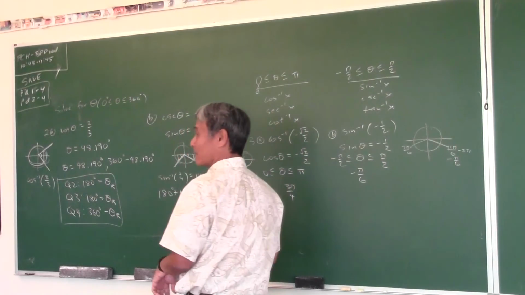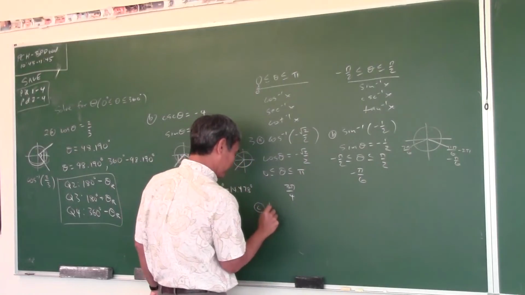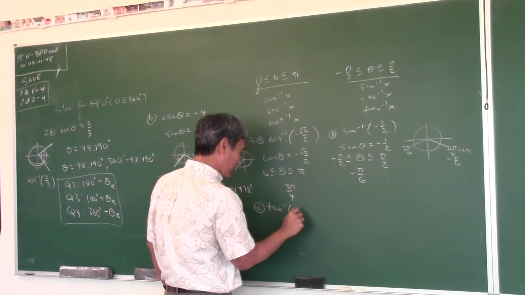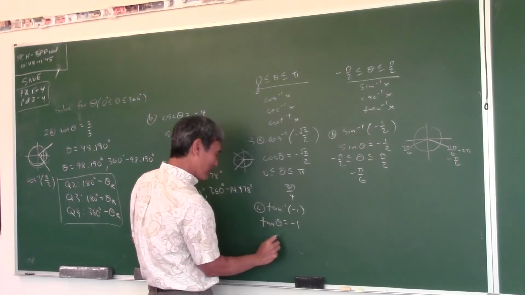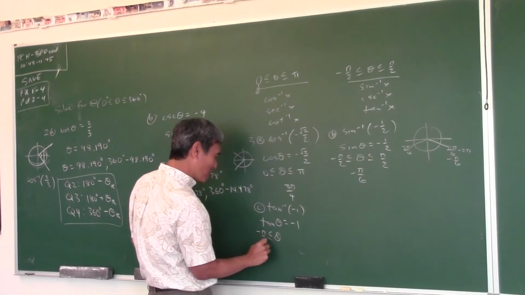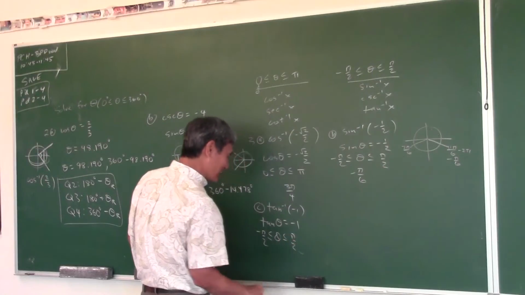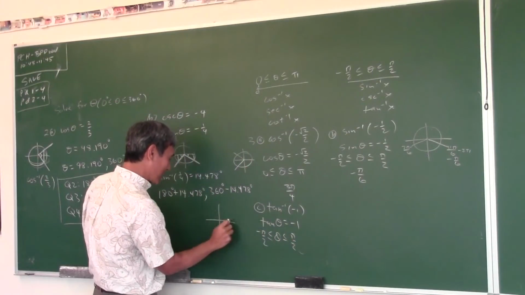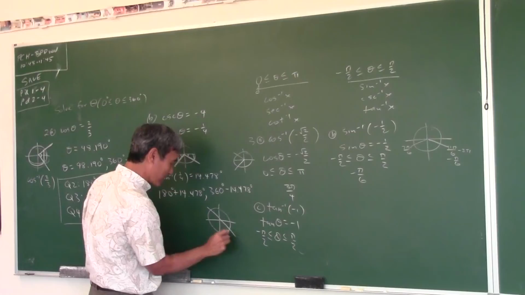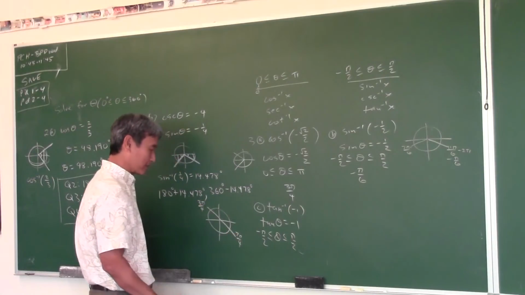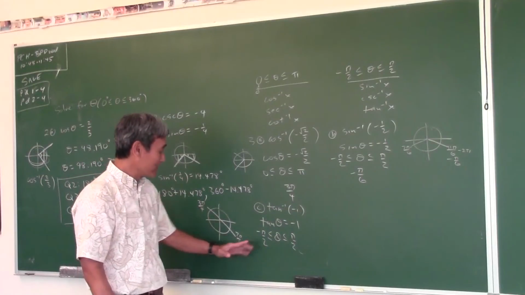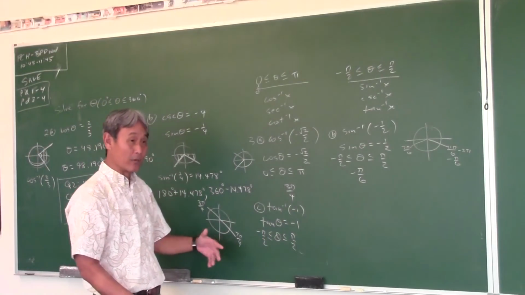Okay, so keep on going. C, tan inverse negative 1. So again, what does that mean? Tangent of what angle is negative 1, but the answer gotta be in the range. Okay, now where is tangent negative 1? That would be here and here. That's 3 pi over 4 and 7 pi over 4. But neither of these is in this range here, so what do we do?